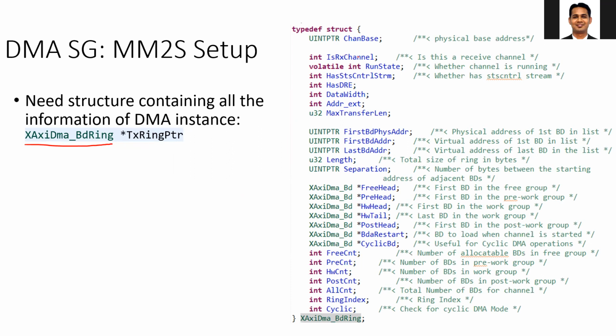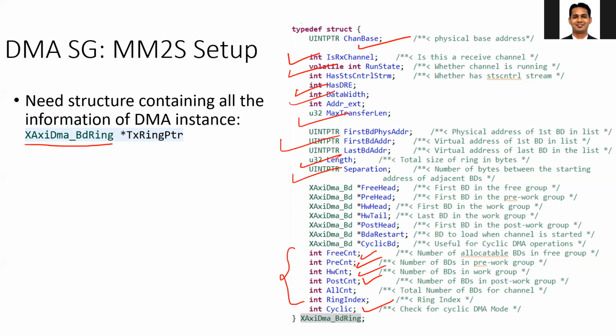In this structure, you can collect all the information about the DMA. For example, what the base address is, whether this is the MM to S or S to MM channel, what the current state of the DMA is, whether alignment mode is enabled or not, data width, the maximum transfer length, that is the buffer length register, the first address of the BD, the length of the BD, the separation between the BDs, and the status of the BDs: how many are in the free state, how many are in the pre-hardware state, how many are in the hardware state, or how many are in the post-hardware stage, or whether the cyclic mode is enabled or not. So they have already defined a structure where you can collect all this information.